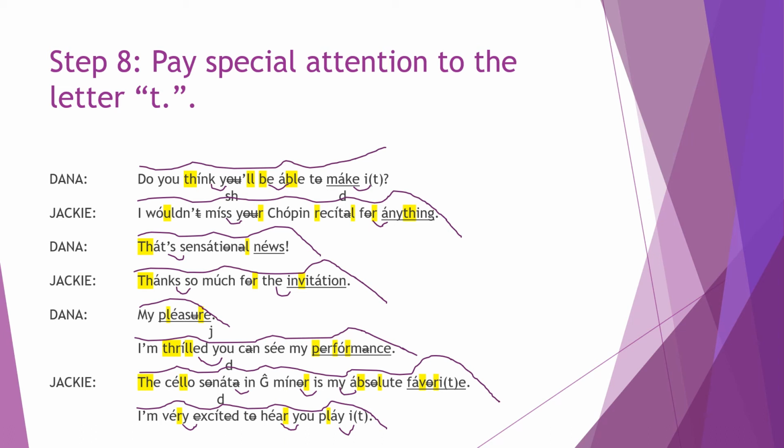Your tongue touches the bony ridge behind your upper teeth to make the T sound, but there's no puff of air at the end. It's "make it," not "make it." "Favorite," not "favorite." And "play it," not "play it."